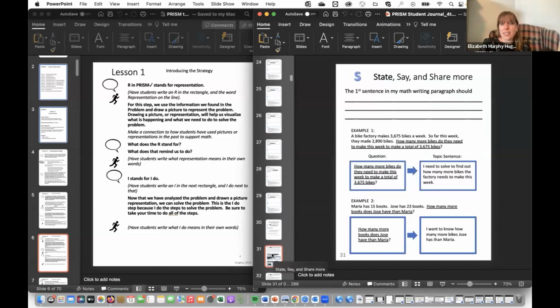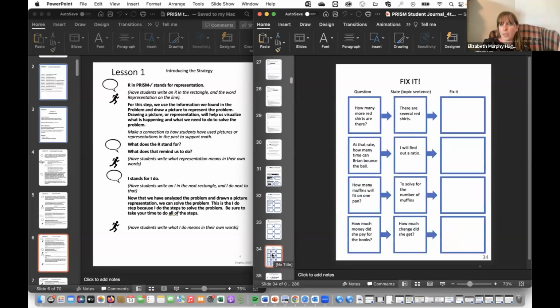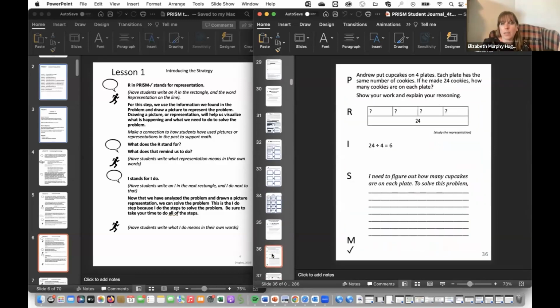For state, we just talk about, again, that cognitive load. We just want to focus on something very specific. So we're talking about, here's the question, how do you turn it into a topic sentence? Question, topic sentence. And then they can create their own. Say what you did. Again, we've scaffolded it where we've solved the problem for them. So that cognitive load is gone. They just have to explain, okay, here we divided. To solve this problem, I divided.